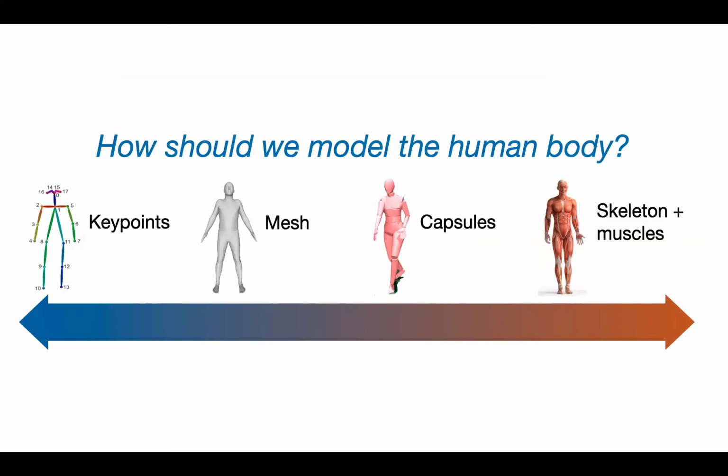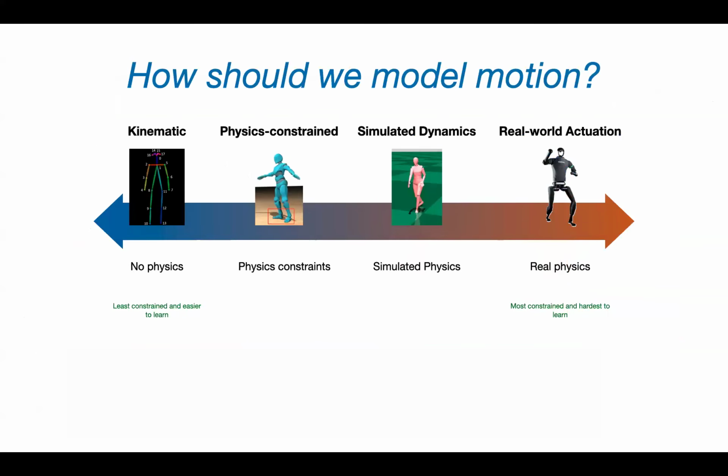So a skeleton and muscle model might be another option if you're working in biomechanics or rehabilitation. Depending on what you want to do, you're going to choose a different representation. And the same thing can be said about the way that you model your motion. Right? So on one end of the spectrum, we can have a kinematic model.